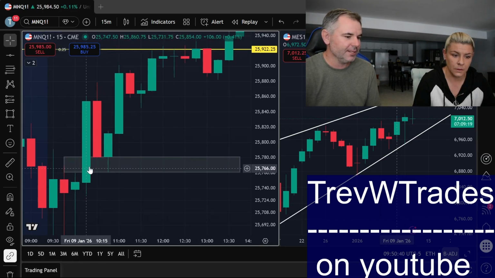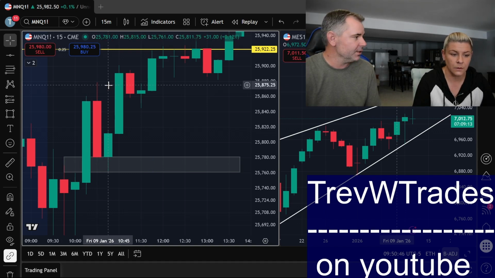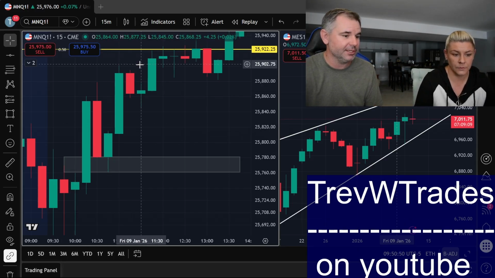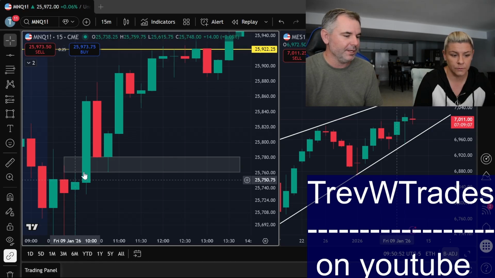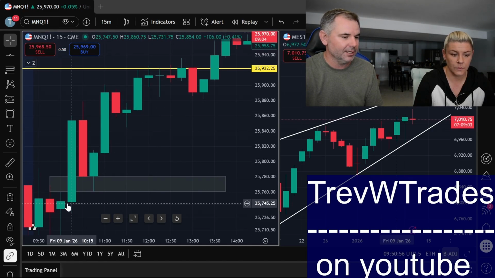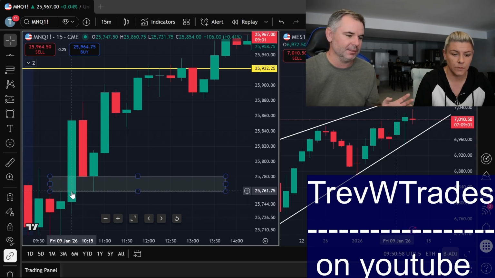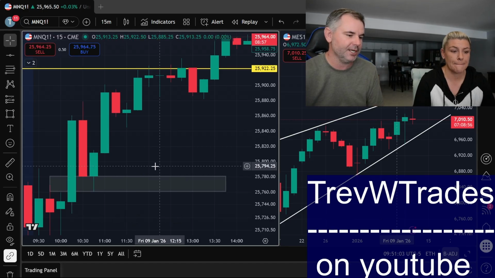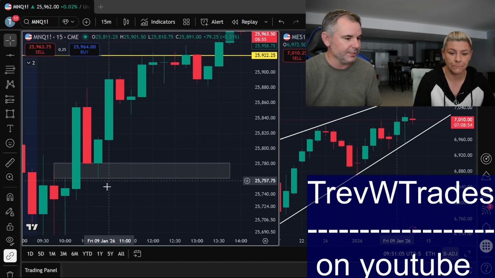I also look at these fair value gaps as like a gas station. We come back, we fill up, and then we start on our tour, on our destination, right? Obviously the destination is up, but we can't just go straight up. The market doesn't really do that unless there's something happening, like a panic buy or sell. But typically on a normal day, this is what happens: a staircase.